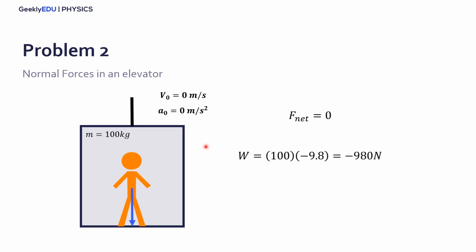We can start by calculating the weight of the person inside it, so it's the mass times the gravity acceleration, and it gives us negative 980 newtons pointing down, okay? So the normal force to compensate this force here, so the net force is 0, is also 980 newtons but pointing up.